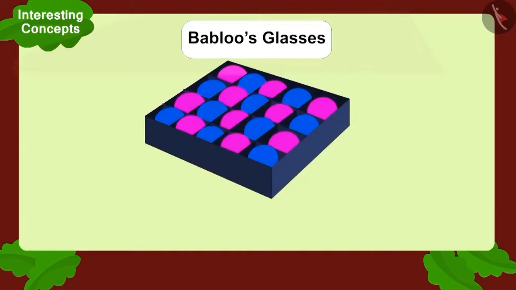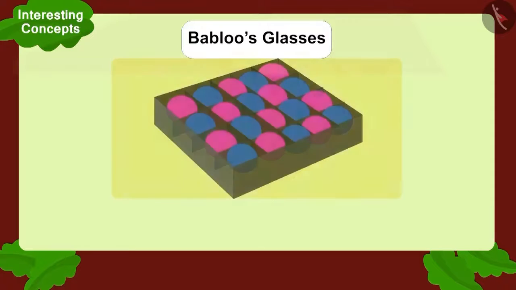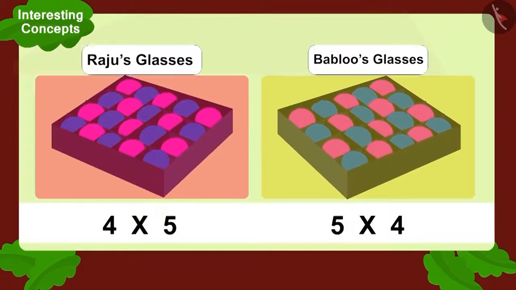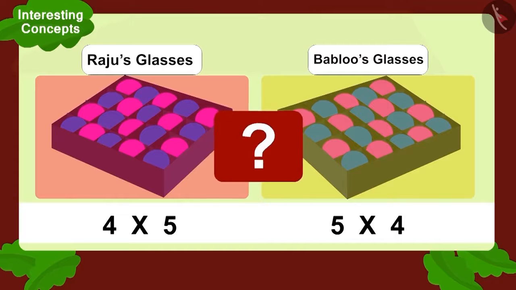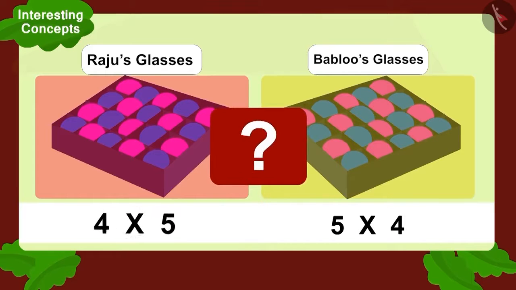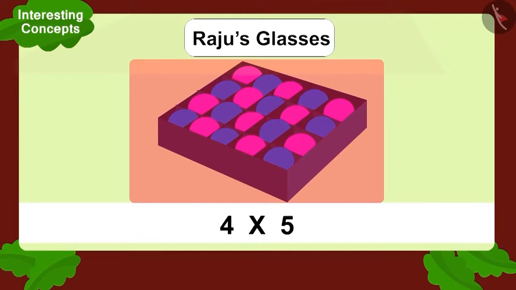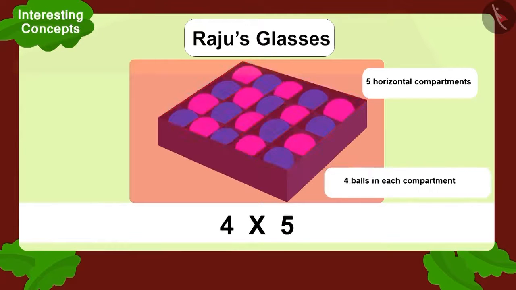Now Bablu wore his glasses and looked at the box. He saw a multiplication like this. Is this possible? Is the multiplication seen through Bablu's and Raju's glasses the same? Come, let's look at Raju's multiplication. Here Raju saw 5 horizontal compartments and 4 balls in each compartment.